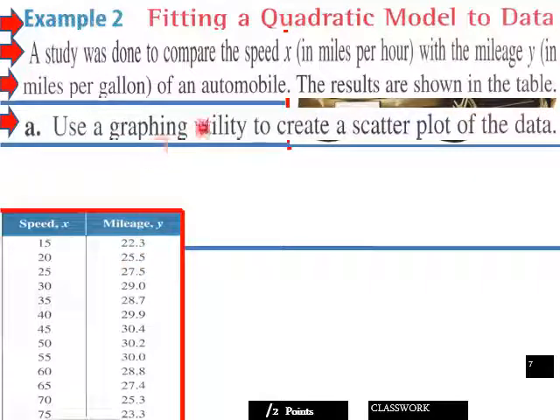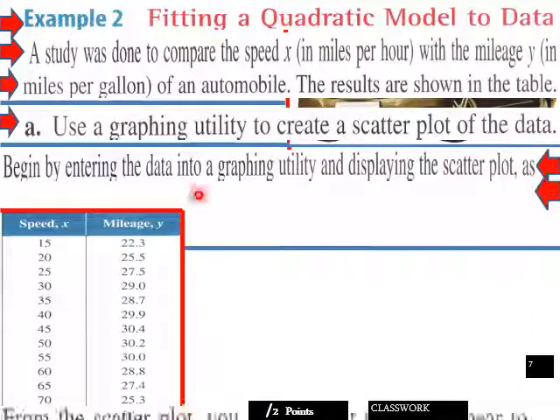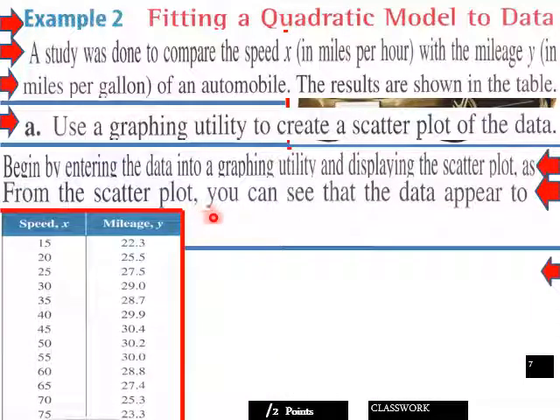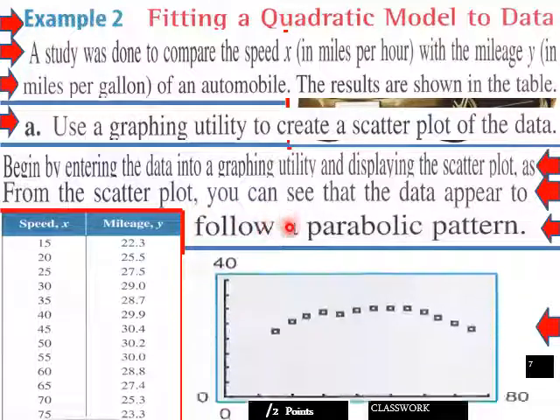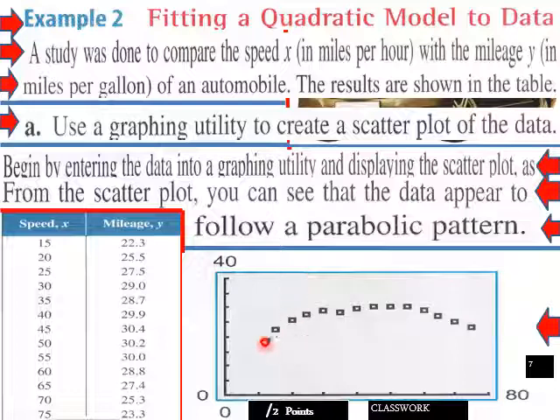A, use a graphing utility to create a scatter plot of the data. So we need to enter this into a graphing calculator. From the scatter plot, you can see that the data appear to follow a parabolic pattern. So here you see a slight upper max of a parabola starting to form. In the middle, it looks like you have a max somewhere in here.